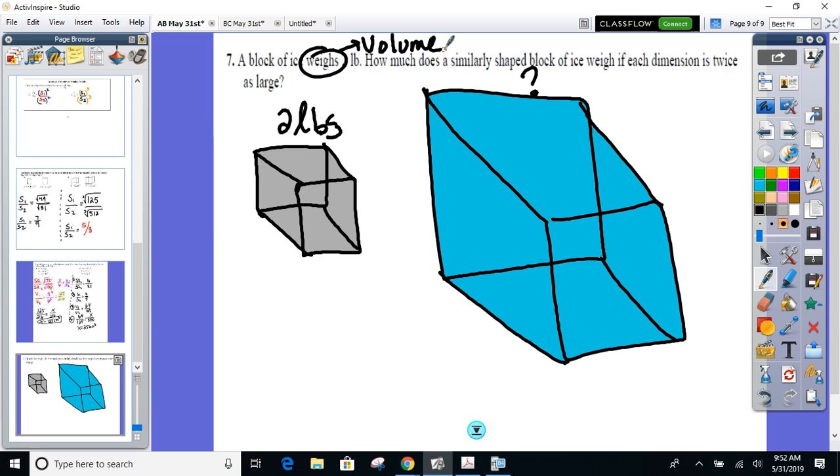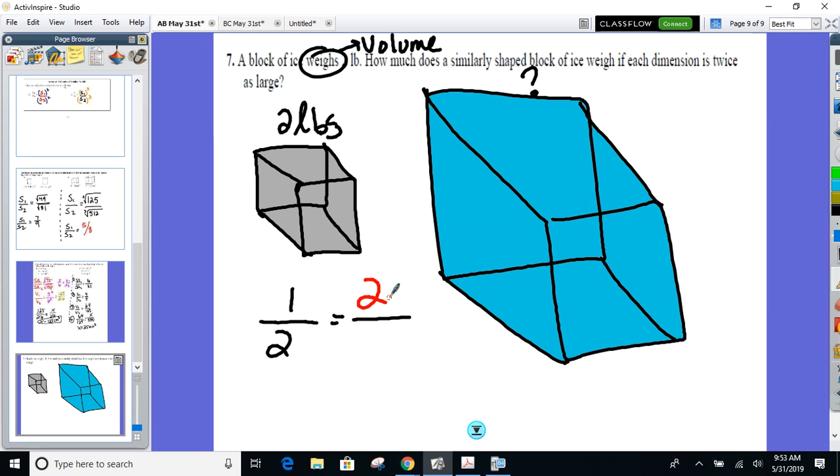If this is 4, what's this? If that's 4, this will be 8. If this is 5, that'll be 10. So what is the ratio of the sides? 1 to 2, 2 to 1, whatever order you want to put it in. And what's the weight of the smaller one? Okay, so I'll put a 2 here across from the smaller number in the ratio, and we're trying to find the weight of the bigger one.